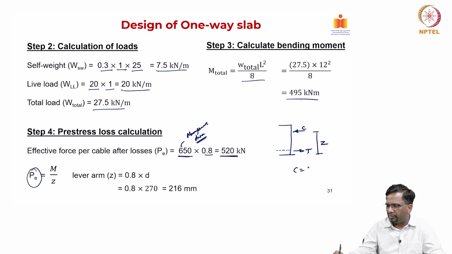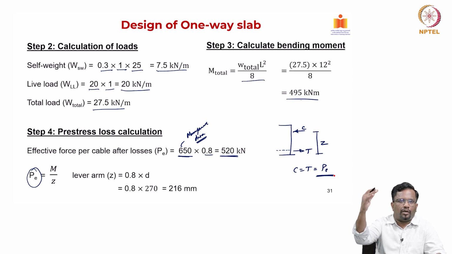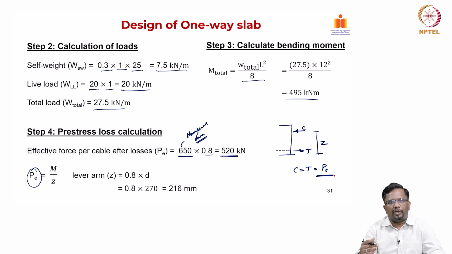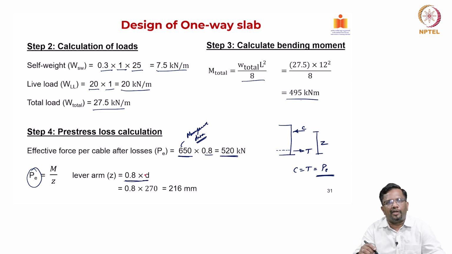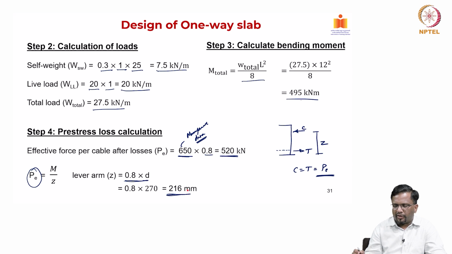Because C is equal to T, which is equal to your effective pre-stressing force, we can find the effective pre-stress by dividing the bending moment by the lever arm. Now, for the lever arm, I am going to assume 0.8 times D, which is a good number for a typical one-way slab. Again, design is an iterative process, so after that, if you want to optimize slightly, you can change it also. So, 0.8 times 270, I am assuming 216 millimeters.